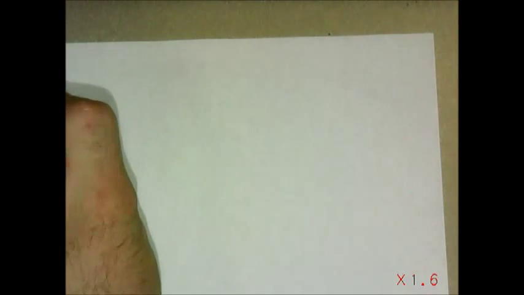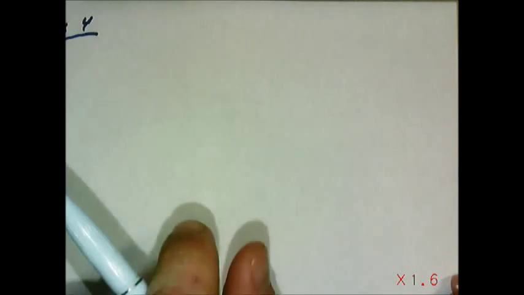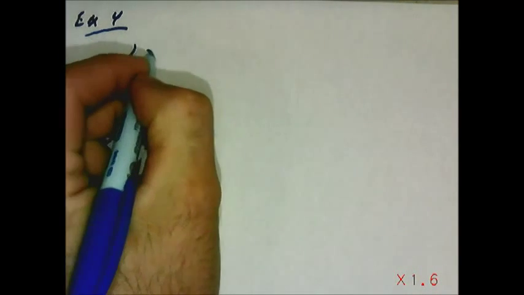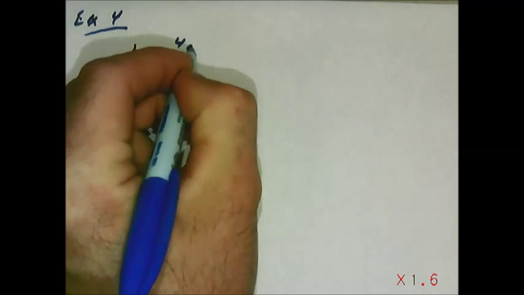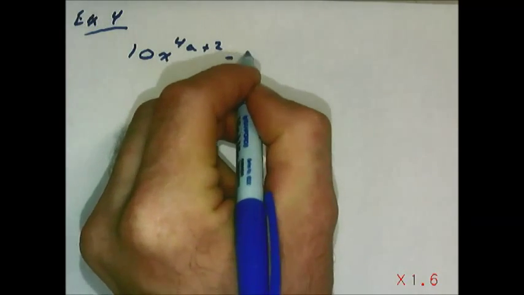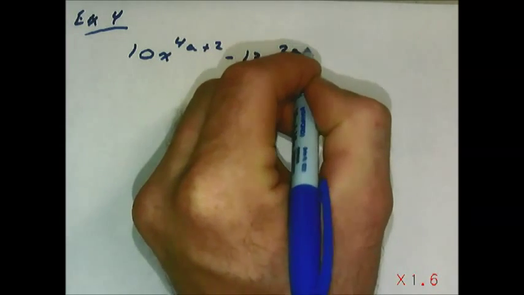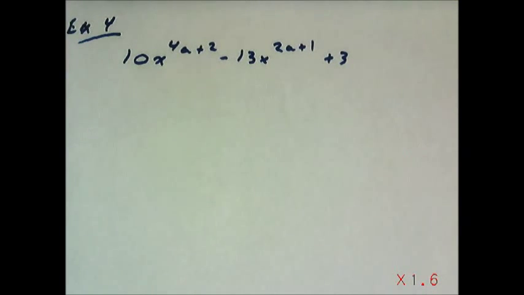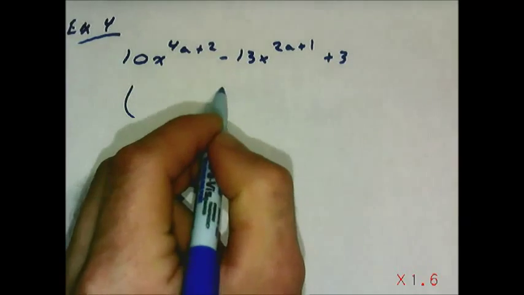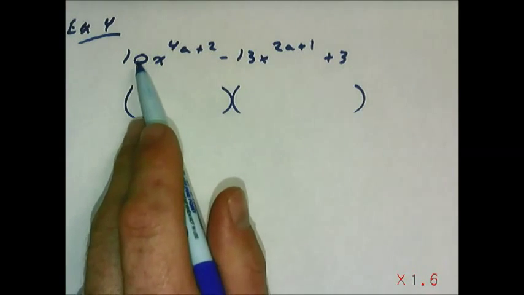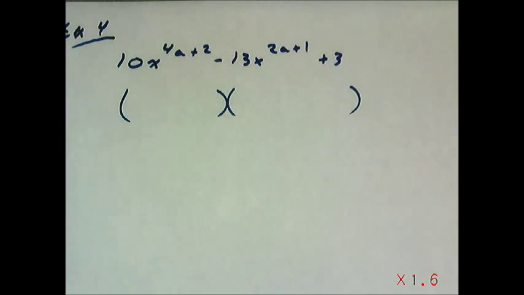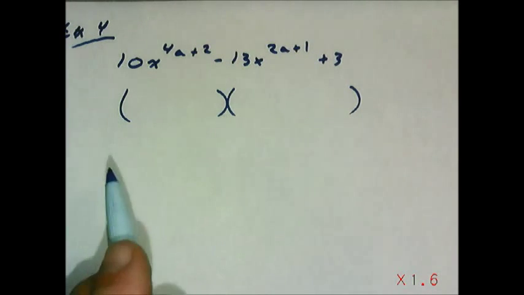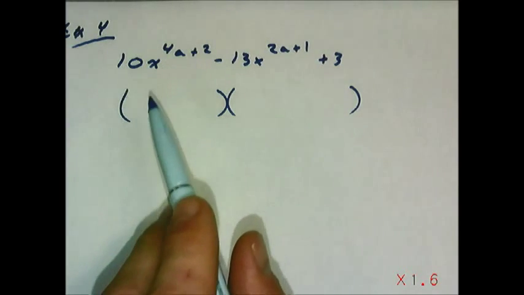Let's go ahead and look at one more example, example 4. In example 4, we're going to take a little more complicated problem, just because we're going to change that exponent slightly. But we're still going to see that we have that 2-to-1 ratio. So it's going to factor similar to what a quadratic would factor to. We're going to start by looking at that first term, 10x to the 4a plus 2. There's a couple of ways that we can factor that. We can do 5 and 2 or 1 and 10.